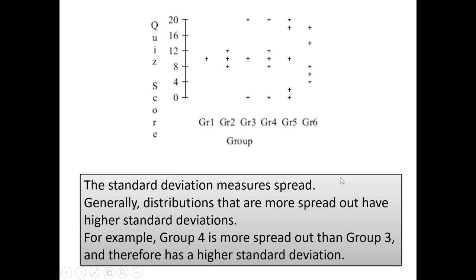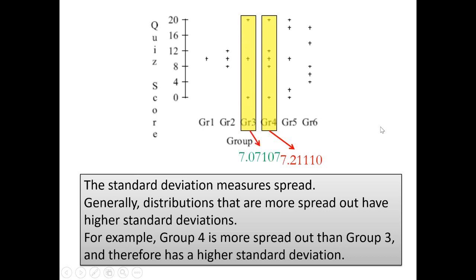And we notice our standard deviation changed. In fact, the more my data got spread out, the larger my standard deviation became. Group 4 is more spread out than group 3. Group 4 had a larger standard deviation than group 3 did.